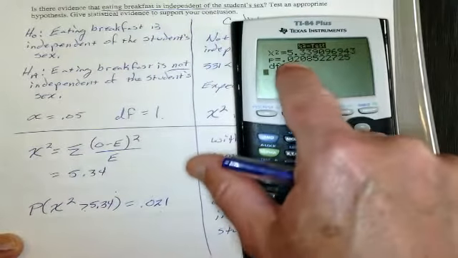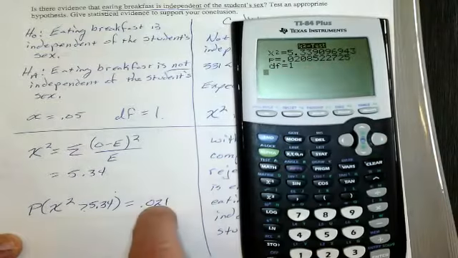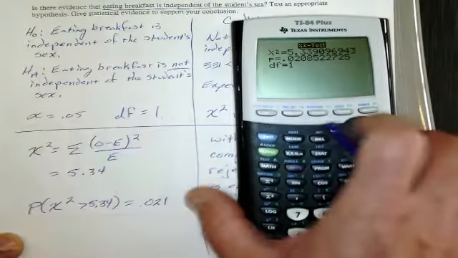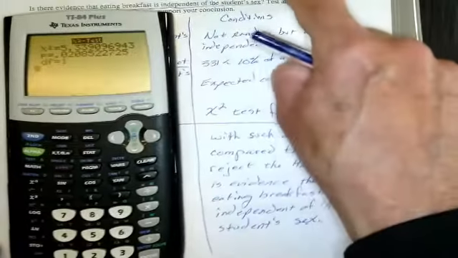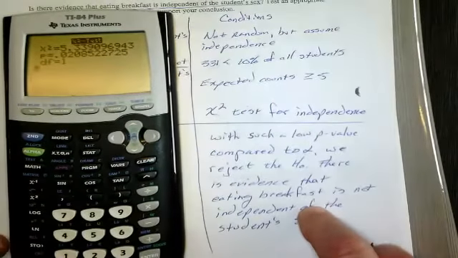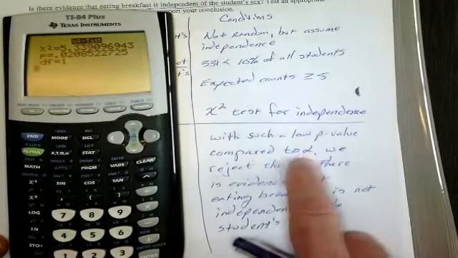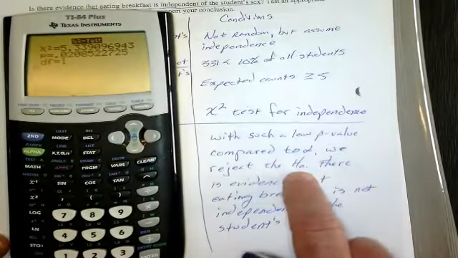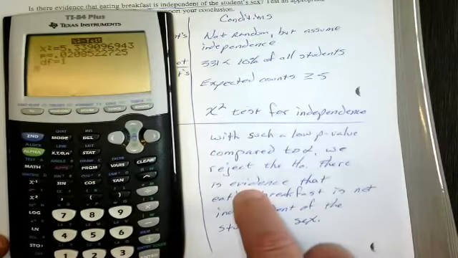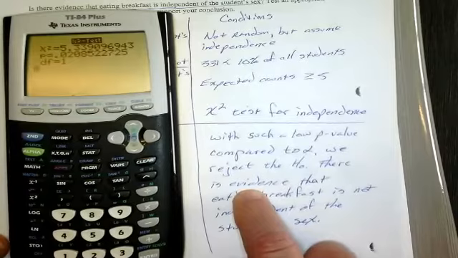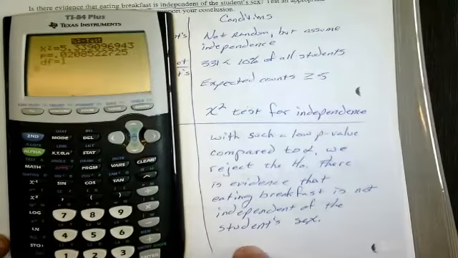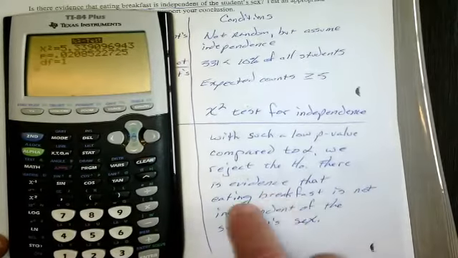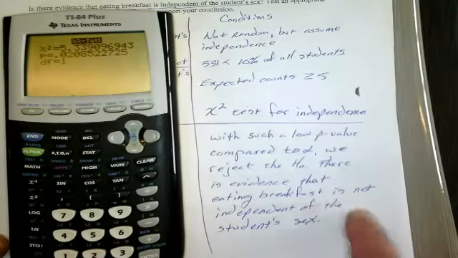Okay, p-value is 0.021. That is smaller than alpha. But we haven't done this yet, but we can go ahead and do this. With such a low p-value compared to alpha, 0.021 compared to 0.05, we reject the null hypothesis. There is evidence, notice I didn't say strong or even very strong, because my p-value is only 0.02, the evidence that eating breakfast is not independent of the student's sex.